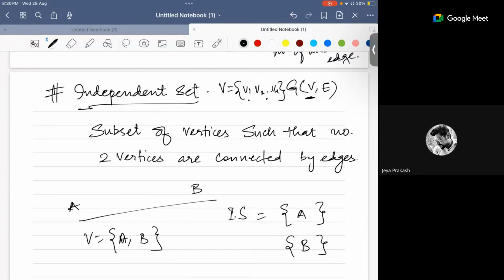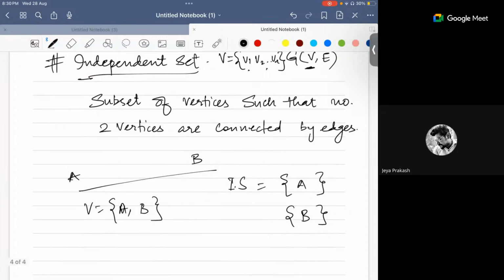Are you able to understand this? Independent set. Can you hear me? Yes, sir. Okay. So if A and B, this is the graph for you, only one edge is there. If I'm just taking one vertex, are you able to make an edge? No, right? Are you getting me? Yes, sir. Even if you are taking only B as a vertex, then also you are not able to make any edges, right?